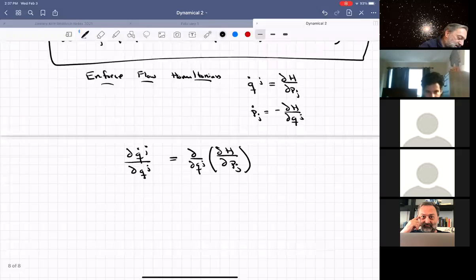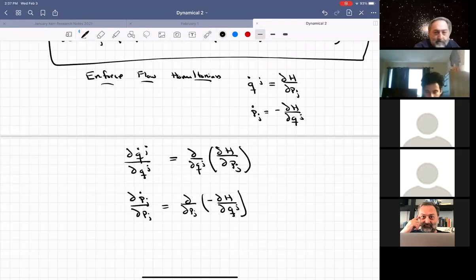I can do the same thing for the derivative of p dot j with respect to pj, which is d by dpj of minus dh dqj. Okay, everybody good with that?